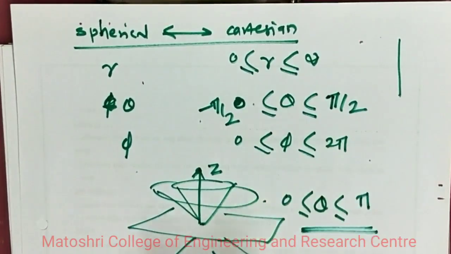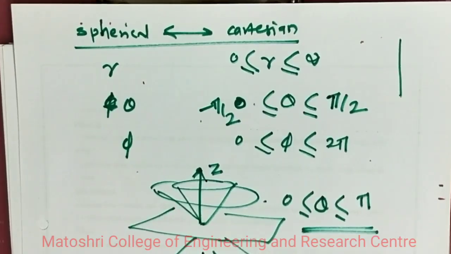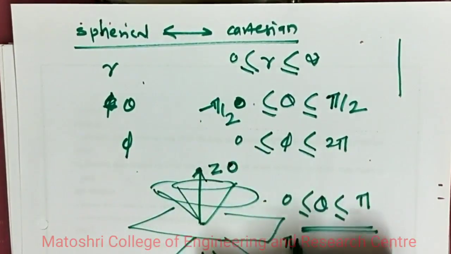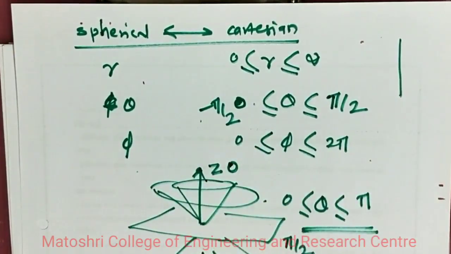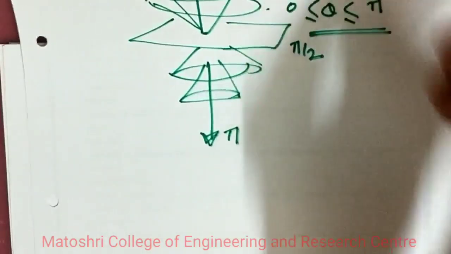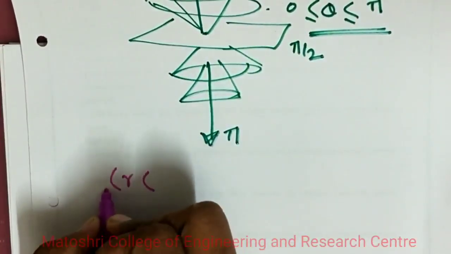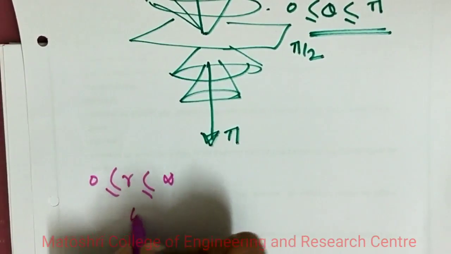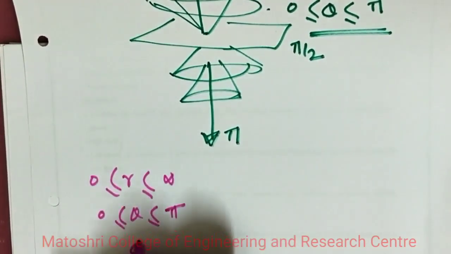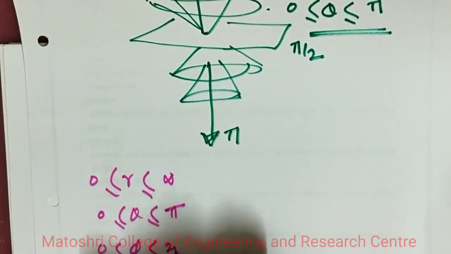So here we consider the angle 0, and as it goes on moving downward along the negative axis, the angle is 180, and here the angle is 0, here the angle is 90, which is pi by 2. So these are the three variations you are getting. So r, theta and phi are varied as: r is varying from 0 to infinity, theta is varied from 0 to pi, and phi is varied from 0 to 2 pi.